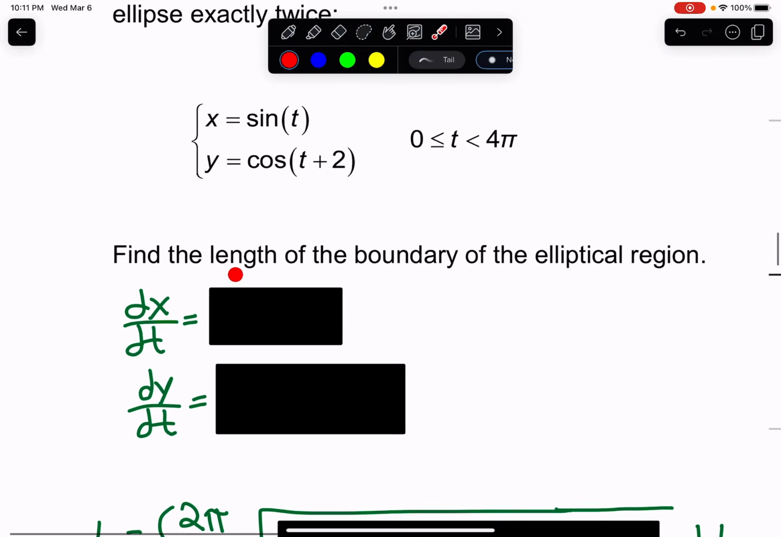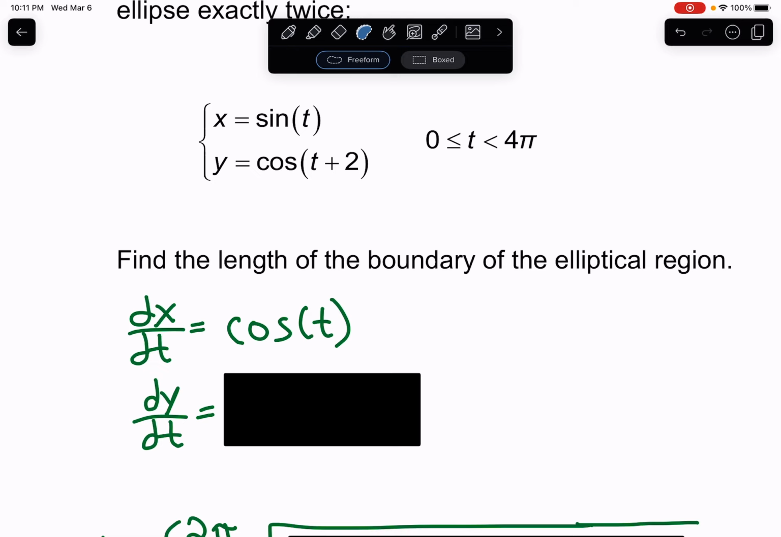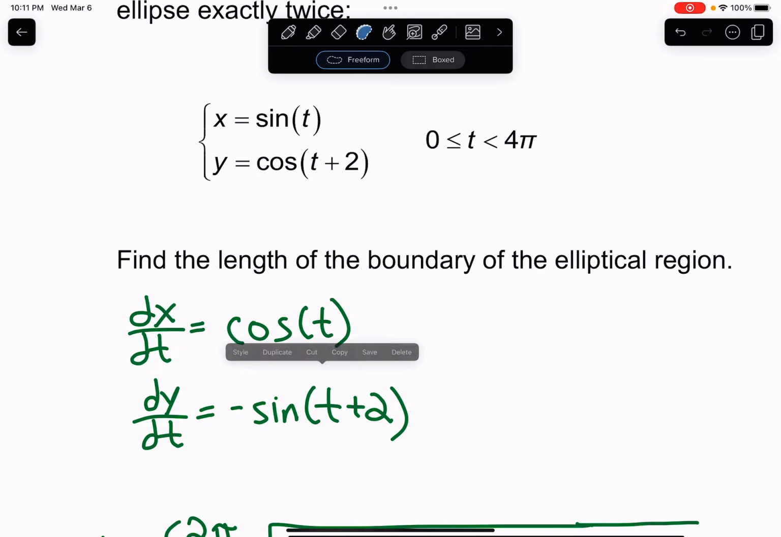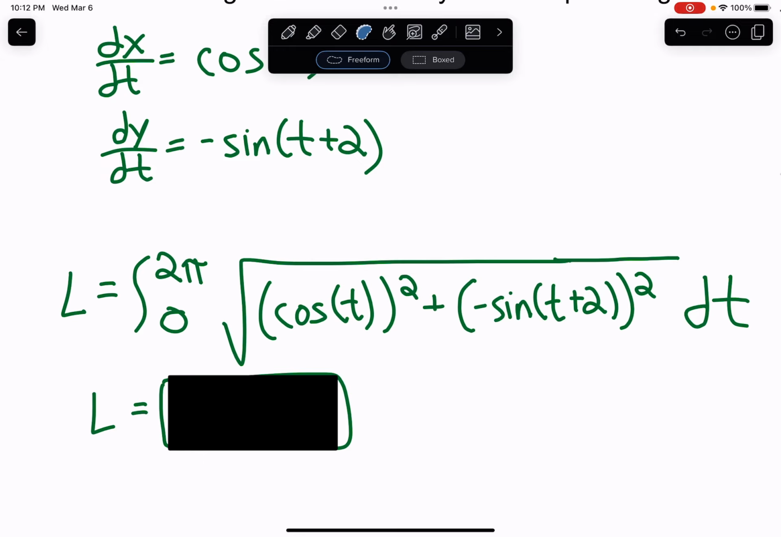So let's go back and find the derivative. So x of t is sine of t, so the derivative is cosine of t, and then y of t is cosine of t plus 2, so the derivative is negative sine of t, and the plus 2 with the chain rule, the derivative is 1, so we don't have to worry about that. So back to my integral. My bounds are 0 to 2 pi, square root of my dx dt, so cosine of t squared, plus negative sine of t plus 2 squared, that's my dy dt squared. And if you want to get rid of the negative before you type this into your calculator, that's fine, because you're squaring it, so you don't need the negative, okay?